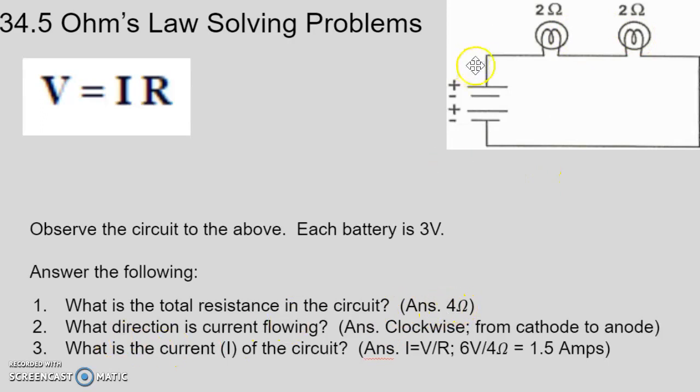What direction is current? I have my cathode on top, my anode on bottom, so therefore I'd say it would be flowing clockwise, right, from cathode to anode. That's the conventional method. So what's the current of the circuit? Well, current is going to be my total voltage. That's going to be 6 volts, right? I have 2 3-volt batteries, so I have 6 volts divided by 4 ohms, which shows me that I have 1.5 amps of current flowing in this circuit.